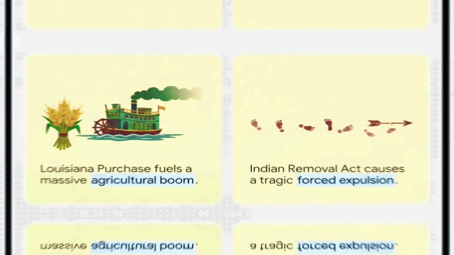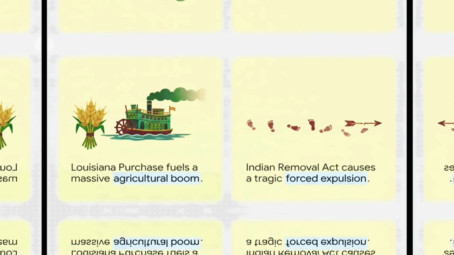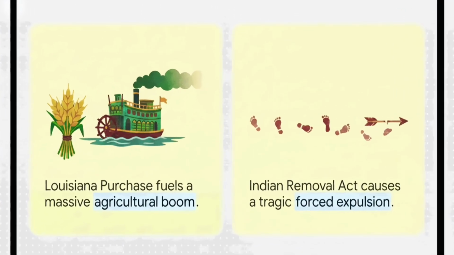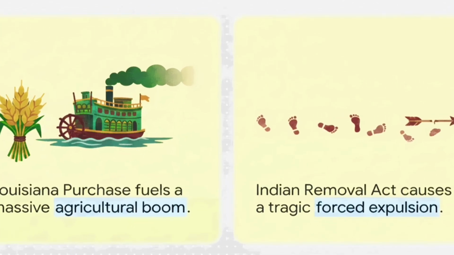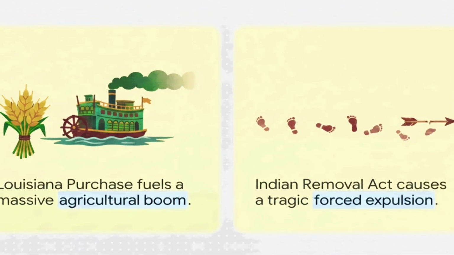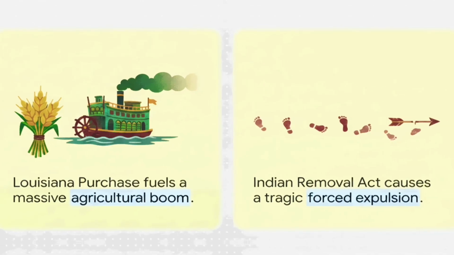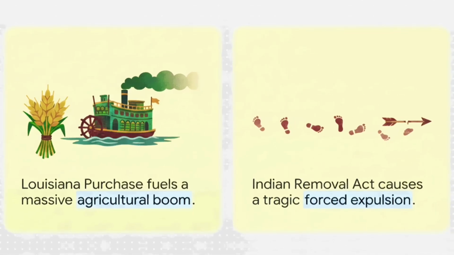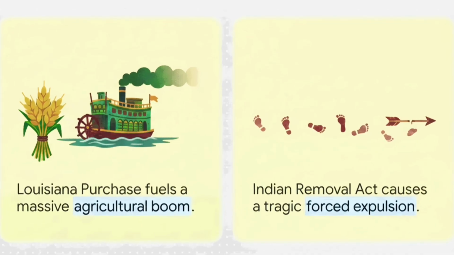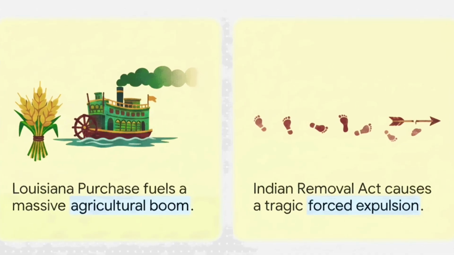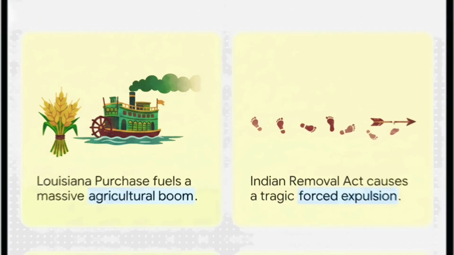However, we really have to zoom in here to acknowledge the brutal human cost of this growth. While the peaceful acquisition of the Louisiana Territory fueled a massive agricultural boom, the reaction, the drive to clear more land, was absolutely devastating. To make way for the booming, slave-fueled cotton economy in the Deep South, Native American tribes like the Cherokee and Creek were forcibly expelled from their ancestral homes under the 1830 Indian Removal Act. Thousands upon thousands died on the Trail of Tears. It's a stark, heartbreaking reminder of the human displacement occurring right behind the lines of that expanding map.